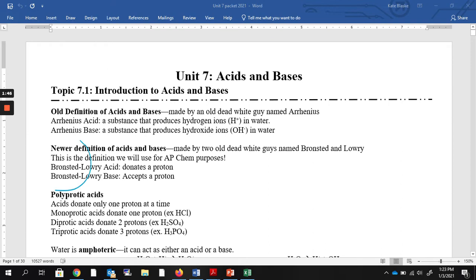So this definition is the one that we are going to use most often in AP Chemistry, because we're going to see some bases that don't have that hydroxide on there, but they still act as bases. They still have the pH that bases have. They still behave like other bases. So we know that that's going to work out.